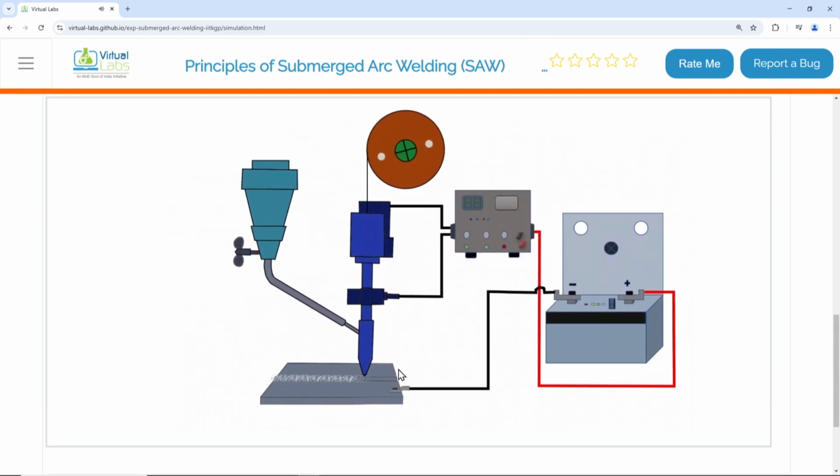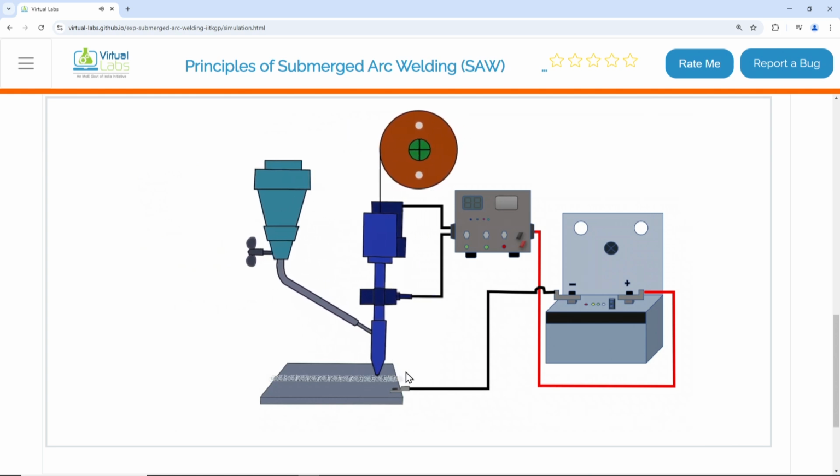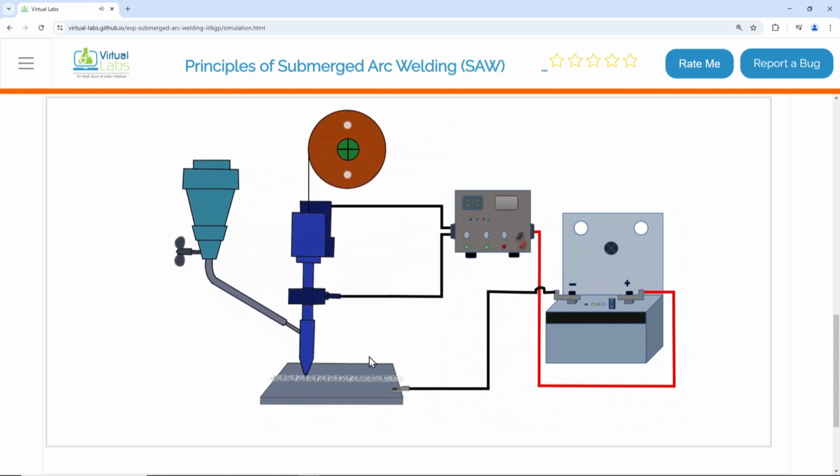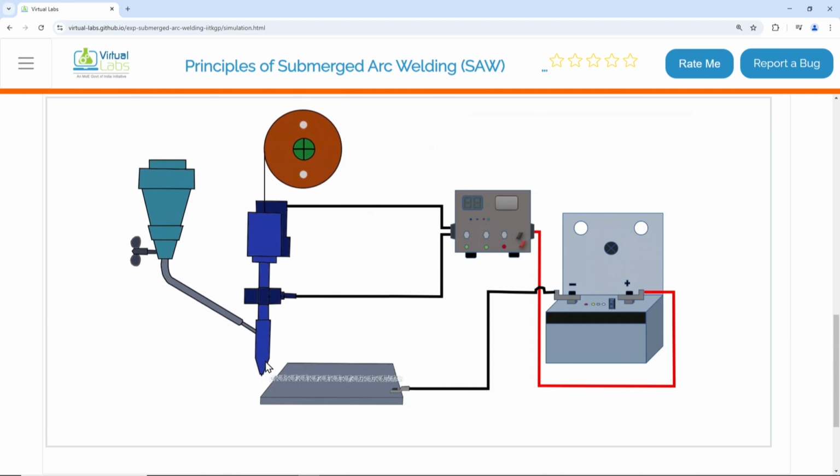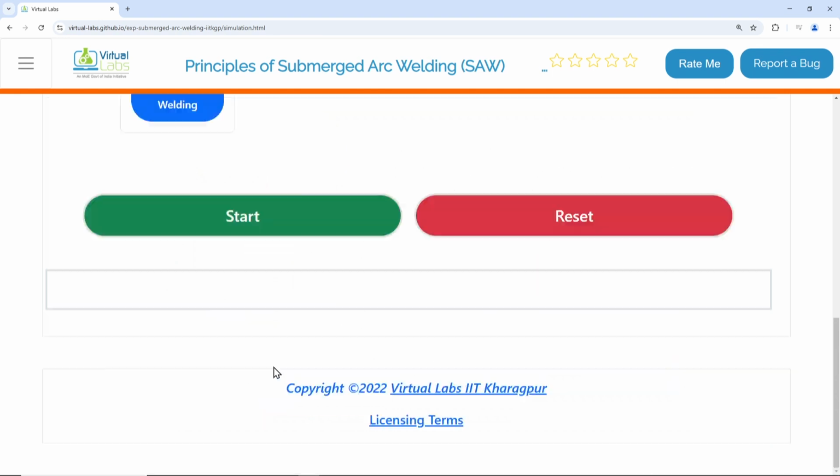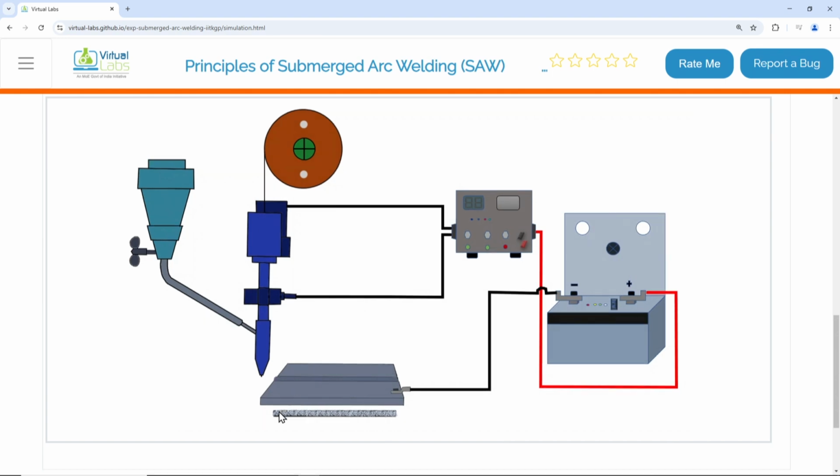So this is how the welding goes, and it comes back to the original position. Now using the hammer, the flux is removed and this flux could be reused here.